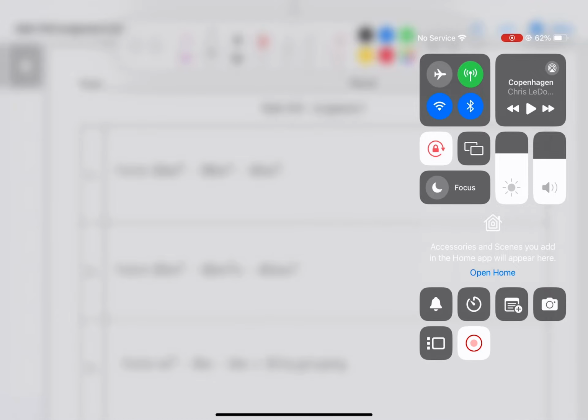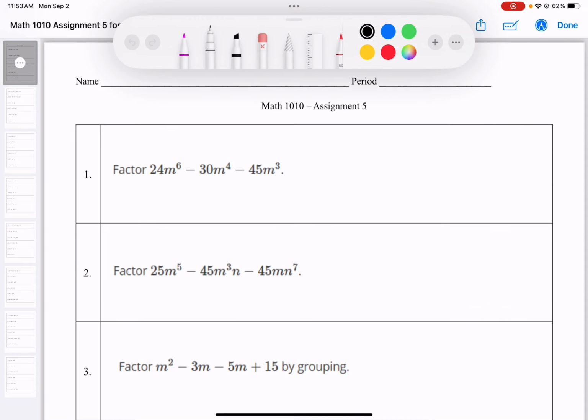All right, so here's the assignment. I'm not going to do a ton of them. I'm just going to do a few, and you can just kind of use this as a reference. Okay, so this first one, I want to factor stuff out first, and I'm going to factor out above just because I don't have very much room to write.